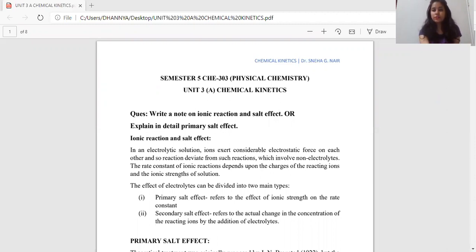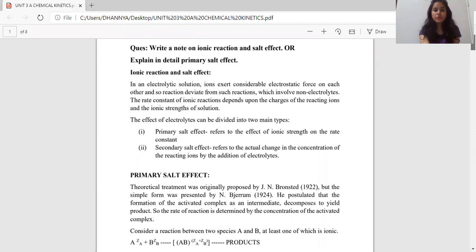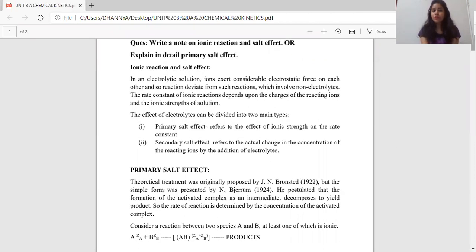Now in this particular portion, we'll be focusing on two most important topics, which are called the primary salt effect and the secondary salt effect. If we talk about the primary and secondary salt effect, we also need to know how we find primary and secondary salt in any reaction. For that, we need to understand that ionic reactions occur and that leads to the salt effect. Now, what are ionic reactions?